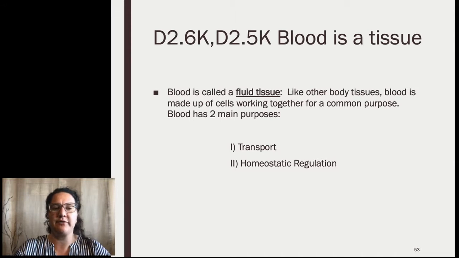So blood is known as a fluid tissue. Like other body tissues, blood is made up of cells working together for common purposes. And those two main purposes are the transport of materials as well as homeostatic regulation.